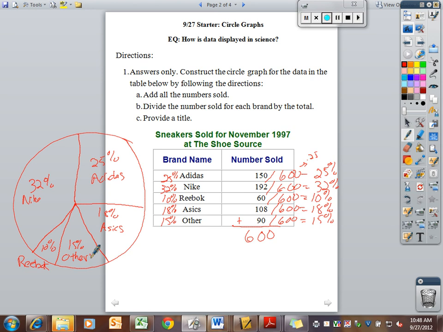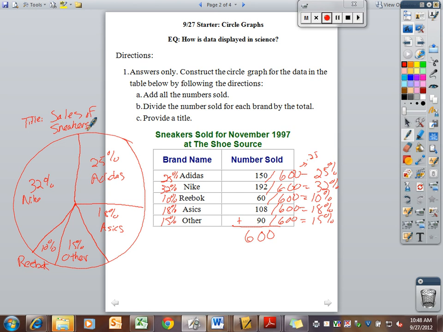Now we have to give a title though. Whenever you have a circle graph or any kind of graph, you've got to give some kind of title to it. You could even put what's on the table there, or you can shorten it. Sales of sneakers. Got it?